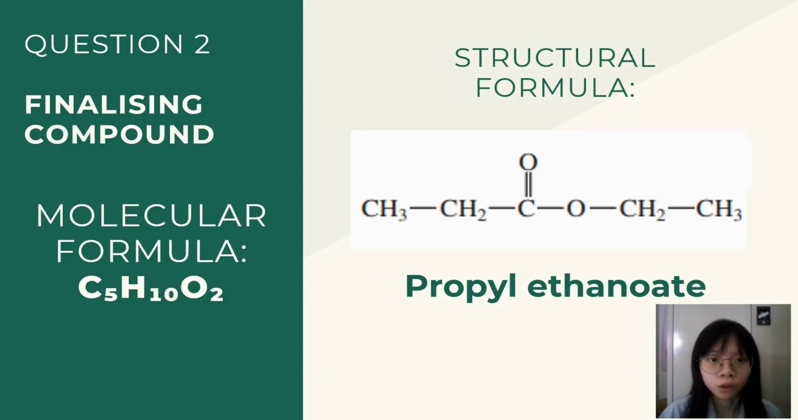Hence, for the finalization of the compound structure, through the analysis of UV, mass spectrum, IR spectrum, and NMR spectrum, we can conclude that the unknown compound is an ester with molecular formula of C5H10O2 and the structural formula shown in this picture. It is an ester called propyl ethanoate.